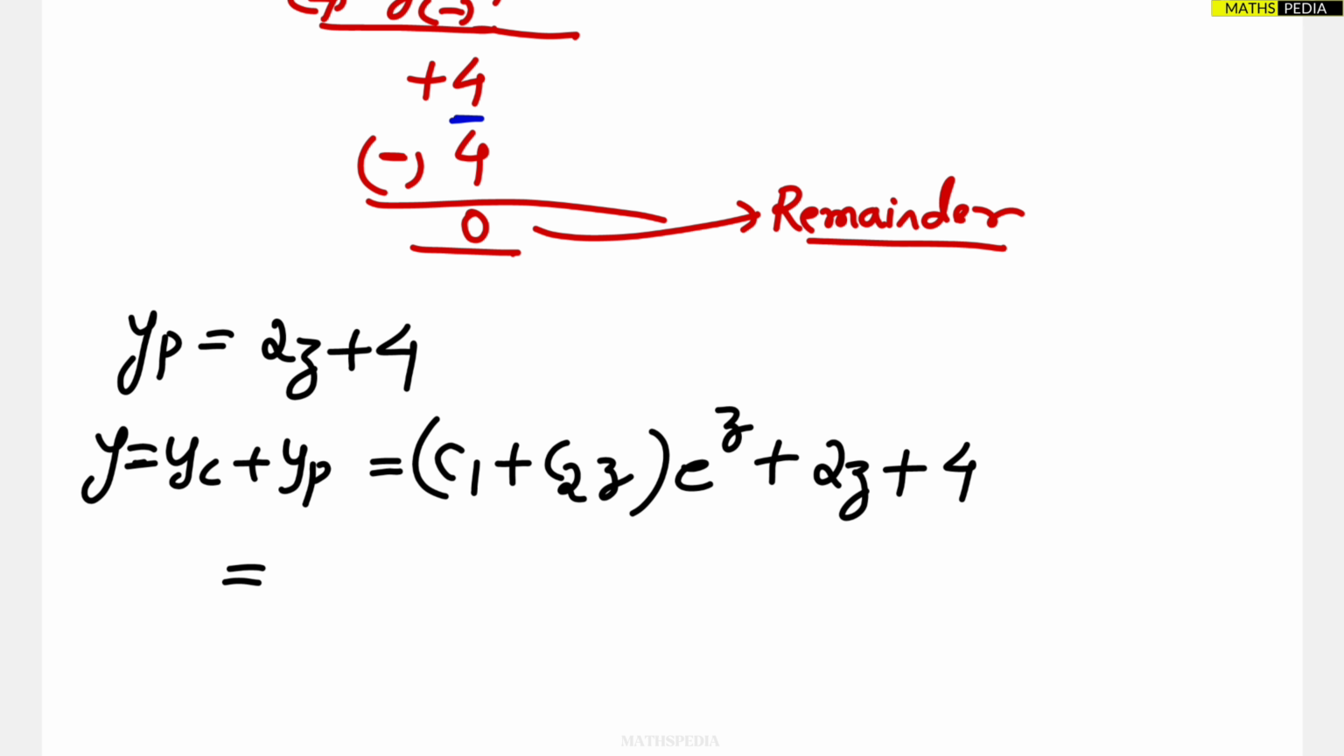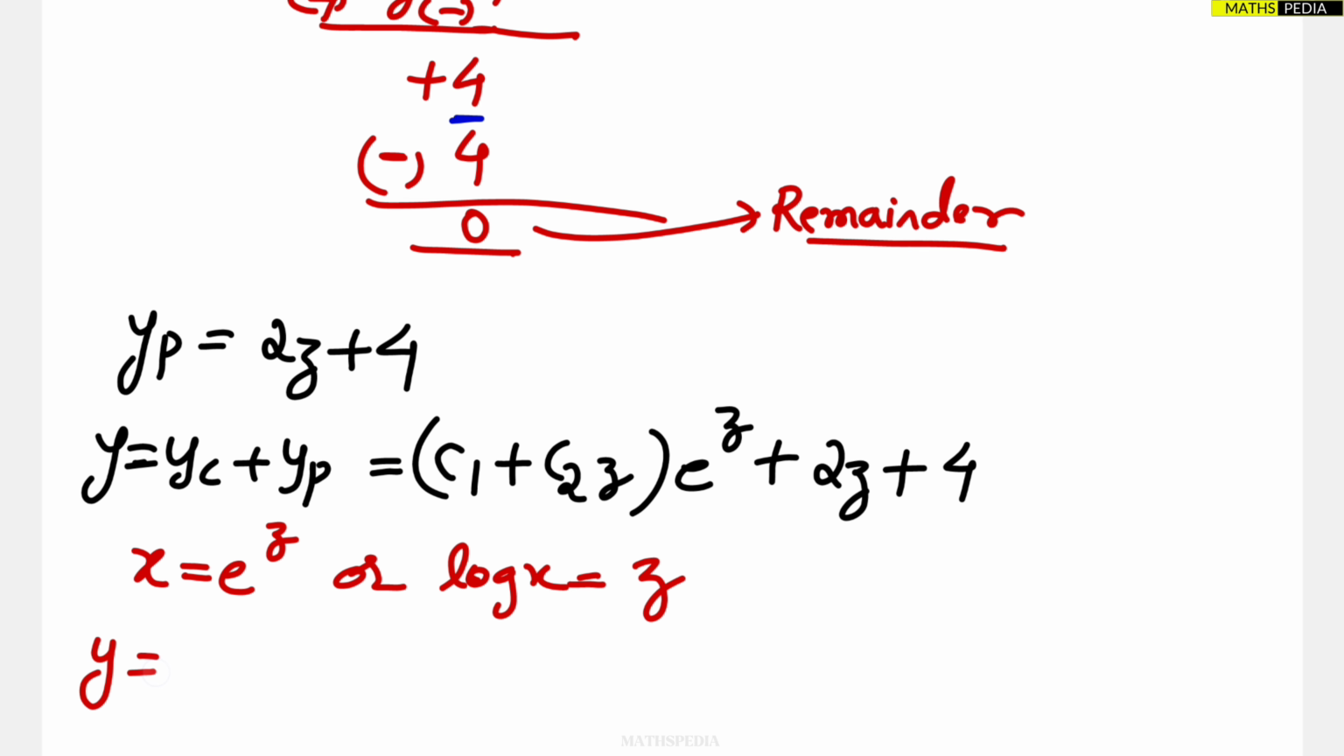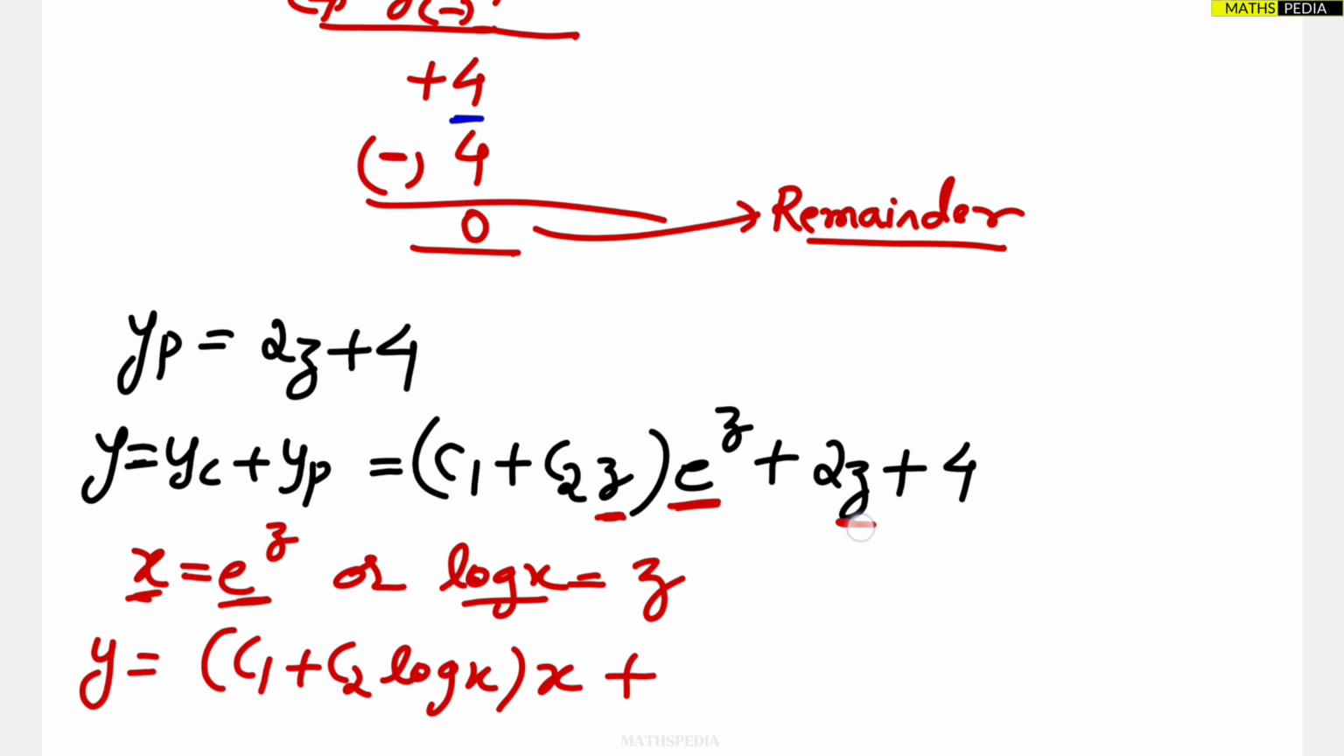Now remember that we have to convert some values. At the start we assumed some values. We assumed that x is equal to e power z, or taking log, log x is equal to z. So in this case also, when you are writing the answer, be careful. C1 plus C2 into, in place of z, you put log x, into e power z. What is e power z? x. So into x, plus 2z, that is 2 log x, plus 4. So this will be the final answer.